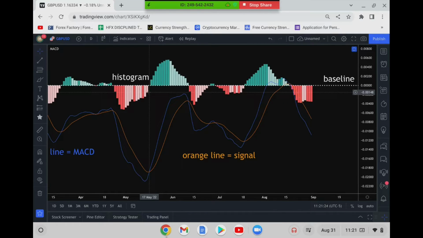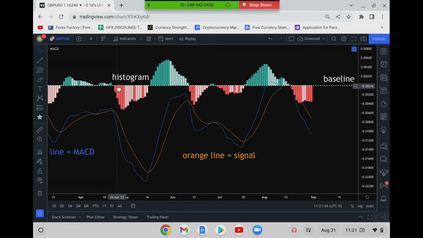As you guys can see, that was confirmed by our MACD and signal line. As our histogram began to get smaller, our MACD and signal line actually crossed, letting us know that momentum was shifting from the downward direction into the upward direction, right?